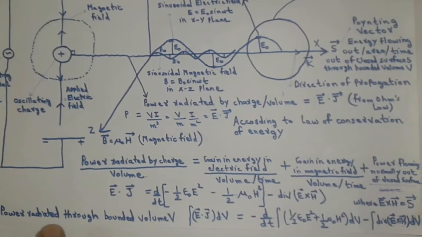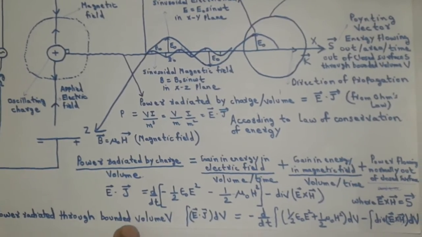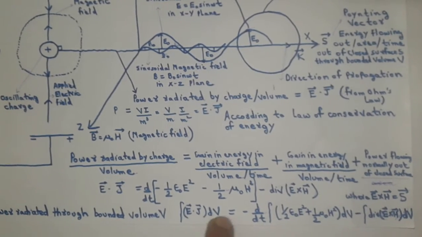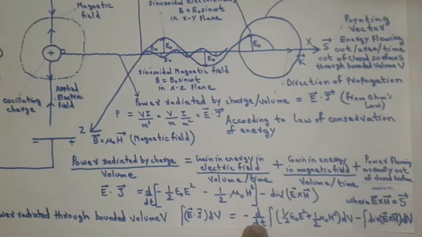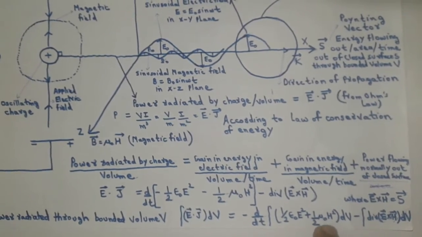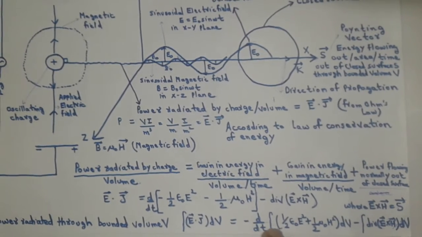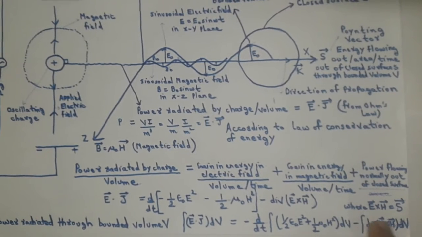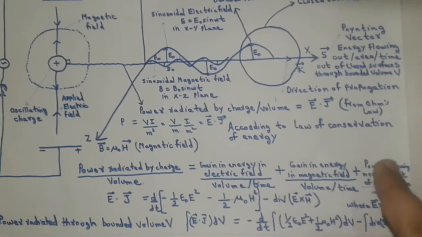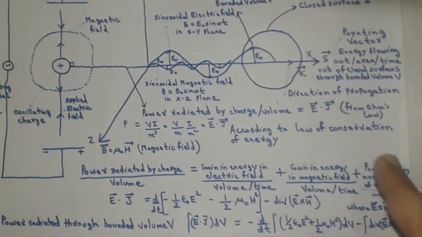Thus, the Poynting theorem in integral form can be represented as: power radiated through the bounded volume V, which is integral E dot J dV, equal to minus d by dt integral of half epsilon naught E square plus half mu naught H square dV, this is the power stored in the electromagnetic field, minus integral divergence E cross H dV, which is the power flowing normally out of the closed surface through the bounded volume V.